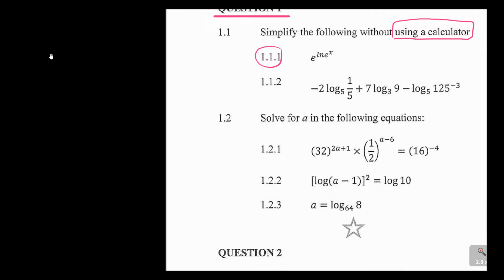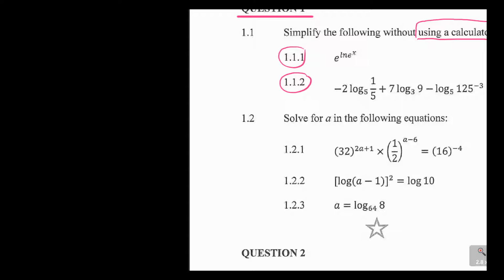This is 1.1.2. We are simplifying logs. Remember they said don't use the calculator. Anyway, that's when I think you must actually be using the calculator. Look at this. It says minus 2 log base 5 of 1 over 5 plus 7 log base 3 of 9 minus log base 5 of 1 over 5 to the power negative 3.